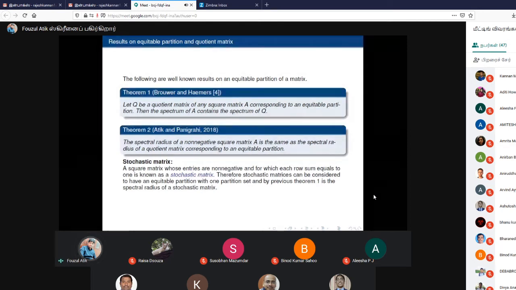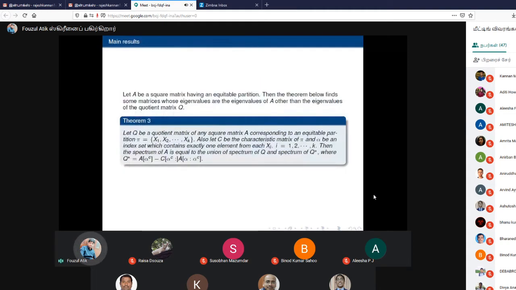So these two examples, and this concept, are basically a generalization of the following: if the matrix has constant row sum, then it is an eigenvalue of the original matrix. So this equitable partition concept is the generalization of this kind of result.